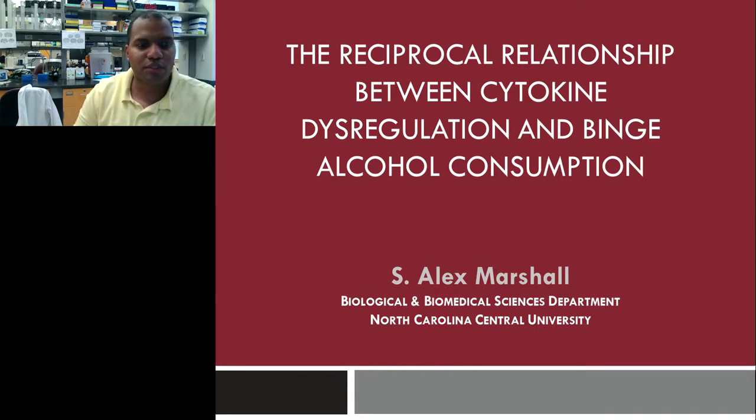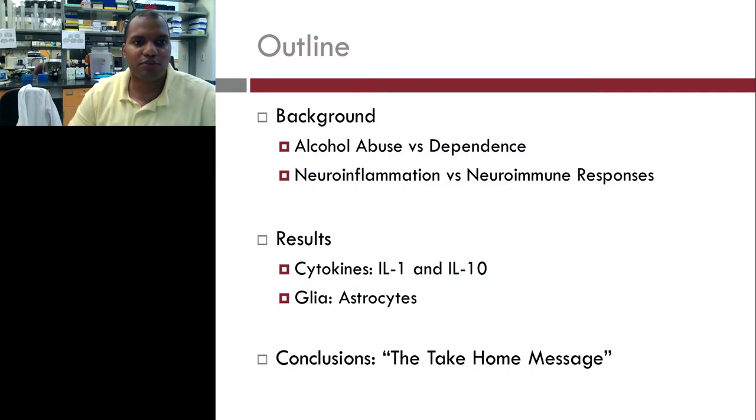Just as a brief overview of what I'm going to go over, there'll be a little bit of background about alcohol abuse and dependence, and then I'll talk a little bit about neuroinflammation versus neuroimmune responses. You'll see a lot of times where I'll compare two different aspects of either alcohol abuse versus dependence or neuroinflammation versus neuroimmune responses, and then just go through a few results where I looked at a couple of cytokines and glial cells, and then end with some conclusions. I like to call them the take-home message.